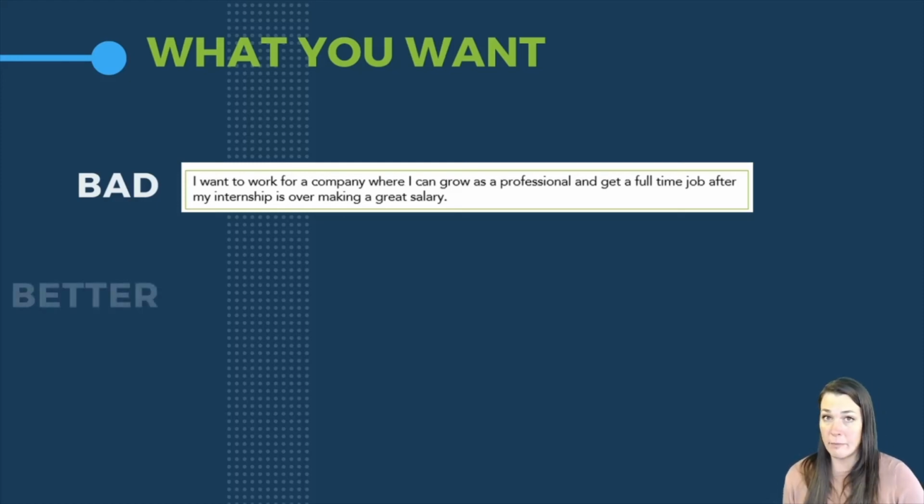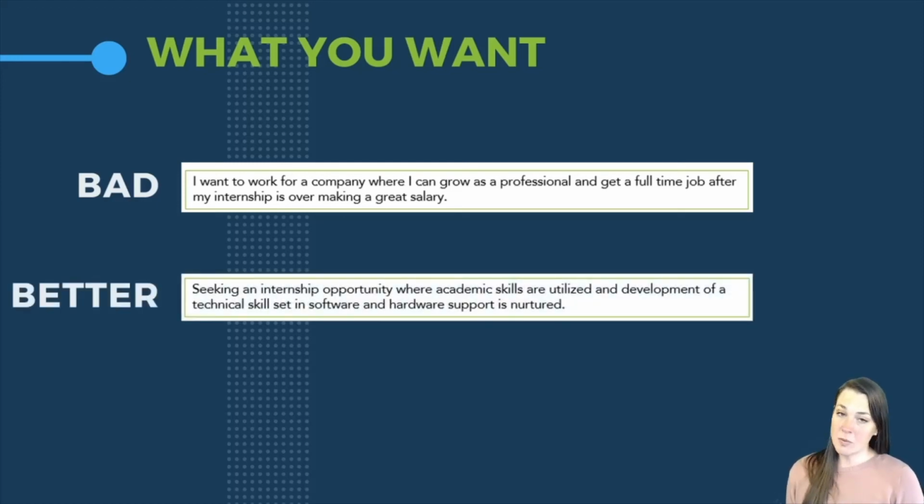Now let's look at a better example. This one is much more formal and outlines exactly what the candidate is looking for. They also vaguely touch upon the skill sets that they would be bringing to the position, as well as the outcome goal of growing those skill sets. However, it still is very neutral, kind of generic, and can be used across the board, and it doesn't speak specifically to the company or the job that the person is applying for.